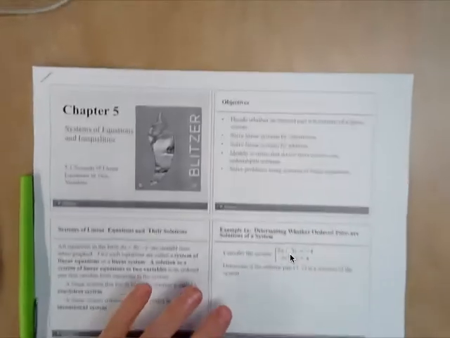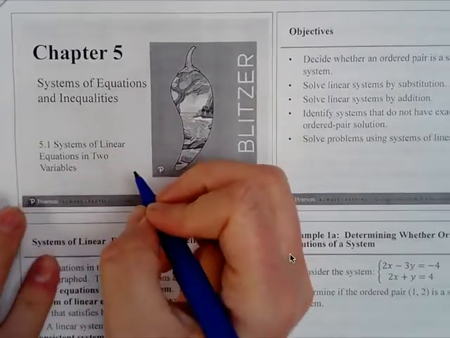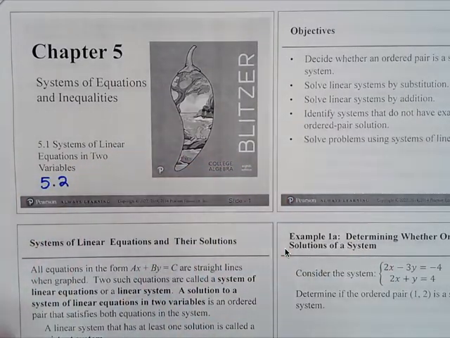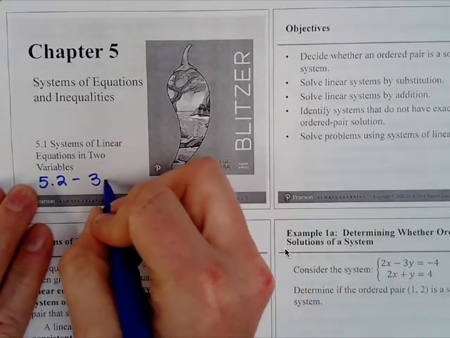So let's look at Chapter 5. We are actually doing 5.1 and 5.2 within this section. 5.2 is systems with 3 equations.